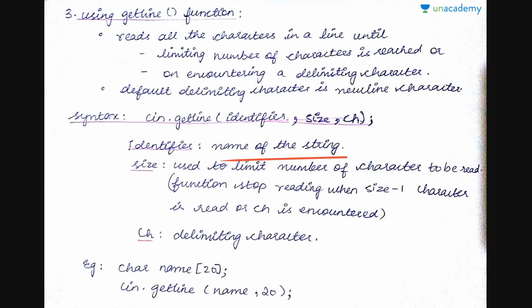Either the function can stop when the size minus 1 characters have been input, or when the ch is encountered. Here you have ch. So what is it? Ch is a delimiting character. If it's not specified, it is the newline character, else it will be specified by the user. Like here you have char name[20] and then cin.getline(name, 20). Whatever the user inputs is getting stored in name, and we input 20 characters from the user.